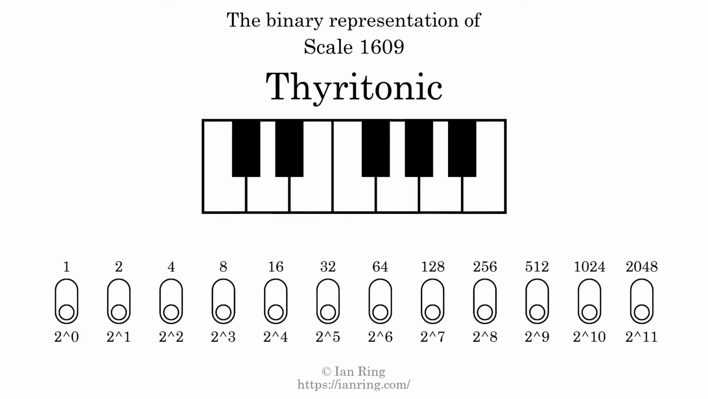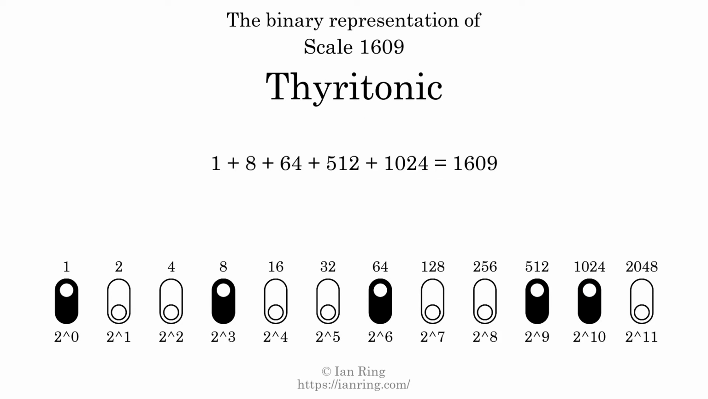The binary representation of this scale is determined by mapping tones of the scale to binary digits. Each binary digit represents a power of 2. To get the scale number, we add the powers of 2 together. The powers of 2 that are present in the scale, all added together, equals 1609. That is why the scale number, in decimal, is 1609.